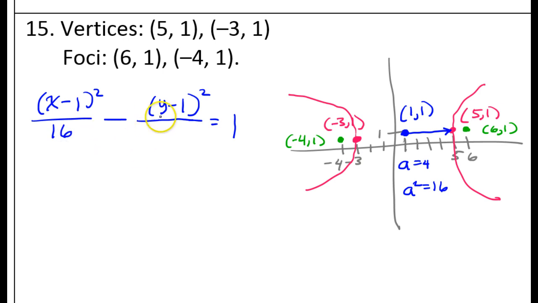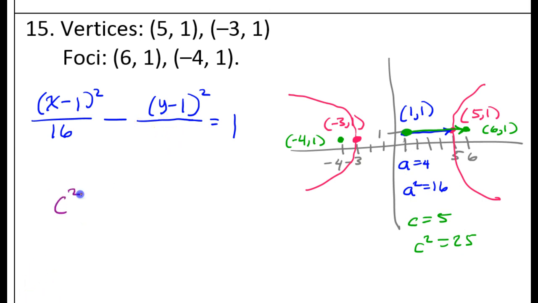Okay. Now I need the b squared value. Well, they didn't give me any covertices, so I cannot directly know the b value. But what I do know is the c value. The c value is the distance from the center to a focus. Okay, this green arrow is the c value. 1 to 6, you say? That's 5. So c is 5, which means c squared is 25. I can use these two to find b squared.